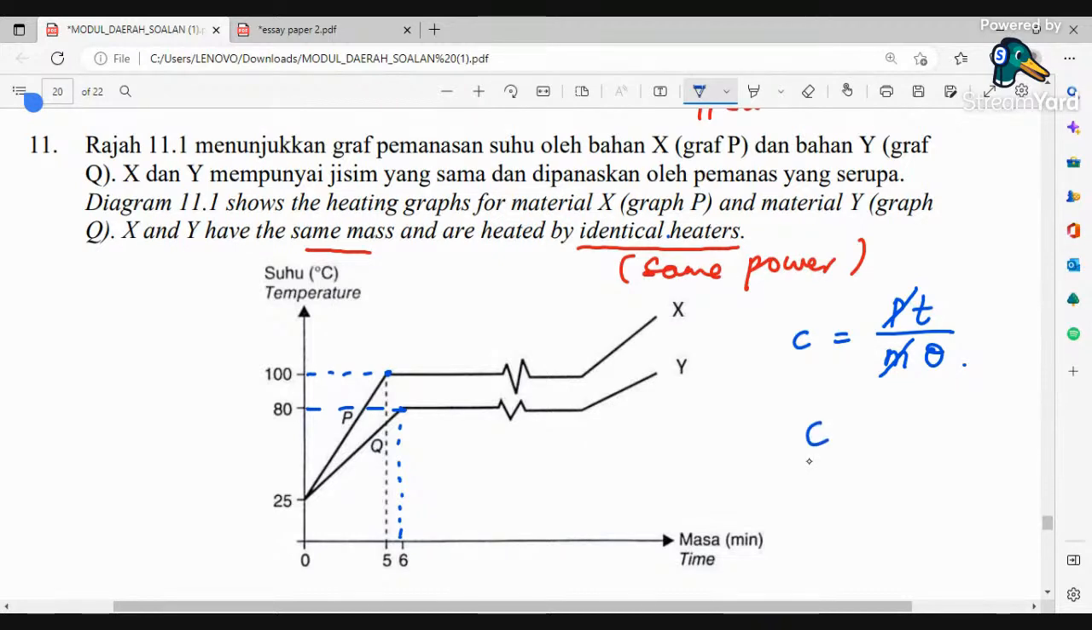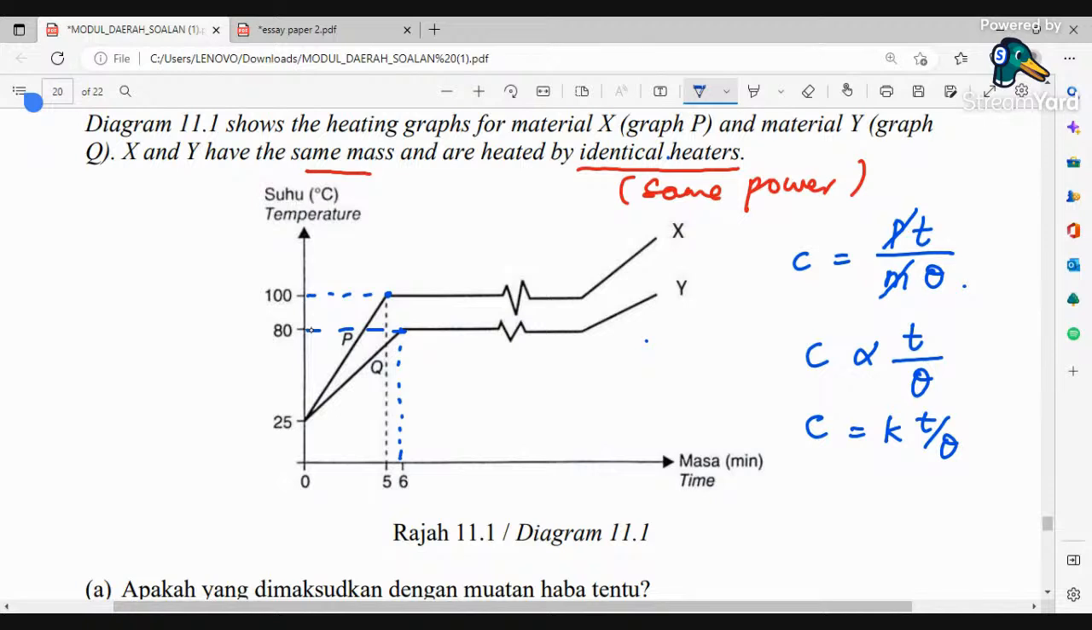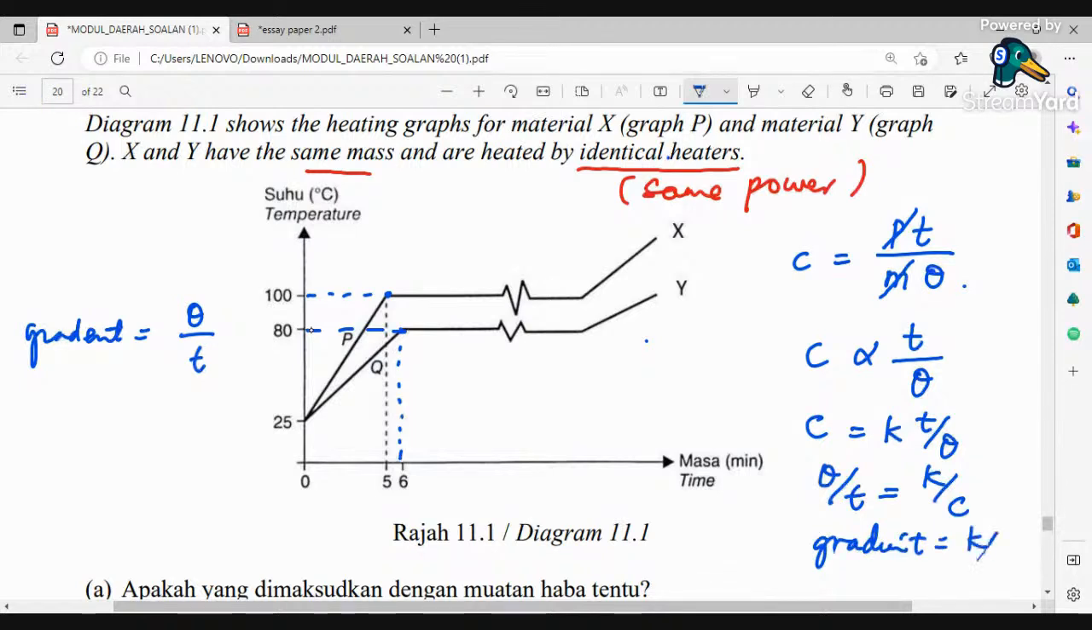And then C from here depends on t. Ataupun C equals to Kt over theta. Okay, one step here. Let's say theta is increase in temperature. So gradient equals to change in temperature divided by time. Theta over t. That one is gradient. Okay, so means from here, theta over t is equals to K over C. So gradient equals to K over C.